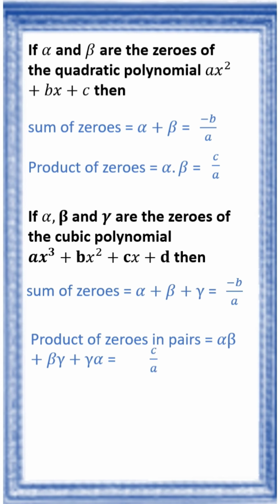Don't confuse with this. Here, it is the sum of the product of zeros taken in pairs. Product of zeros, alpha into beta into gamma, is equal to negative of d by a.